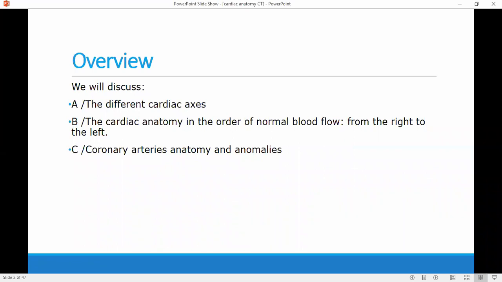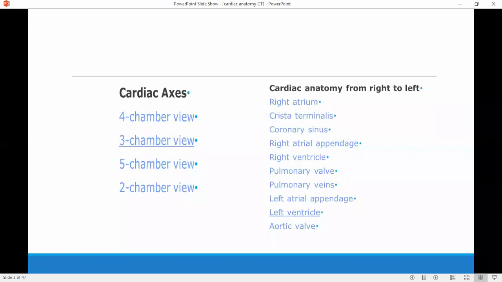Overview. We will discuss the different cardiac axes, the cardiac anatomy in the order of normal blood flow from right to left, and coronary arteries anatomy and anomalies. Cardiac axes include 4 chamber view, 3 chamber view, 5 and 2 chamber view. Cardiac anatomy from right to left include right atrium, crista terminalis, coronary sinus, right atrial appendage, right ventricle, pulmonary valve, pulmonary veins, left atrial appendage, left ventricle, and then aortic valve.